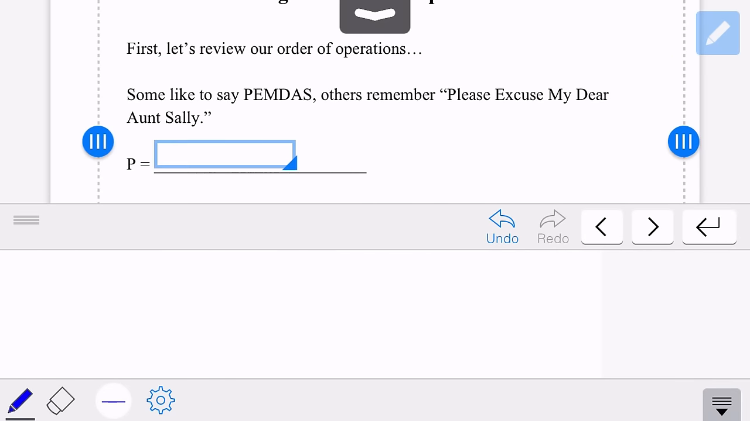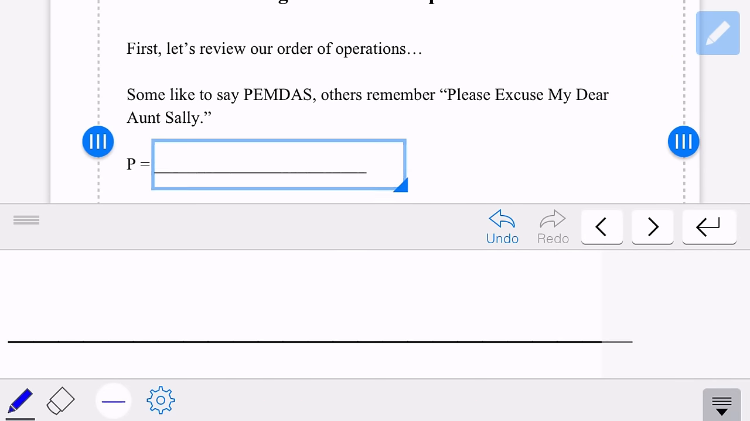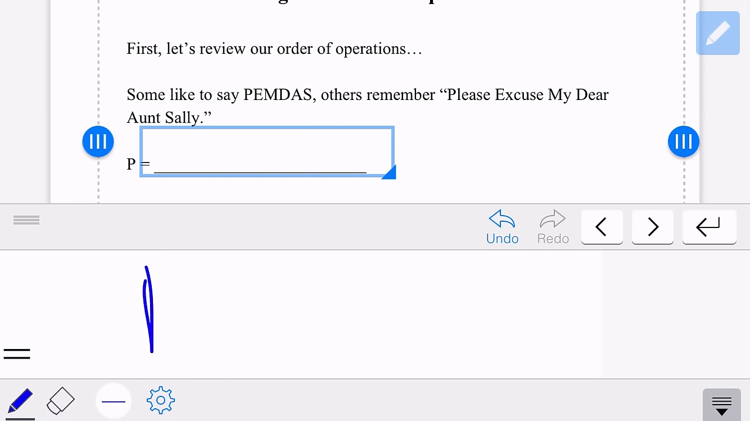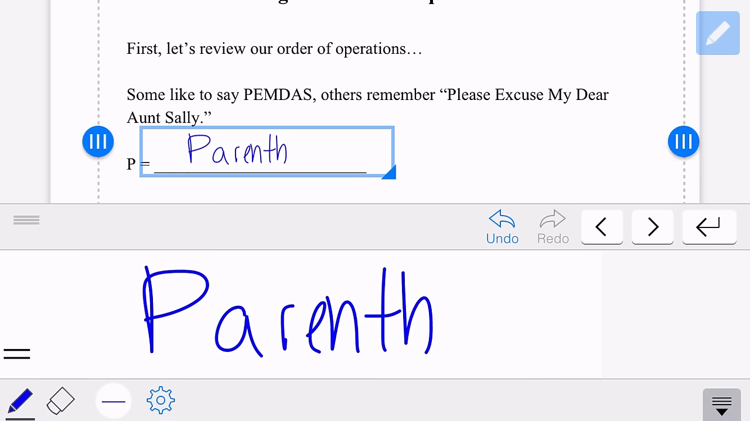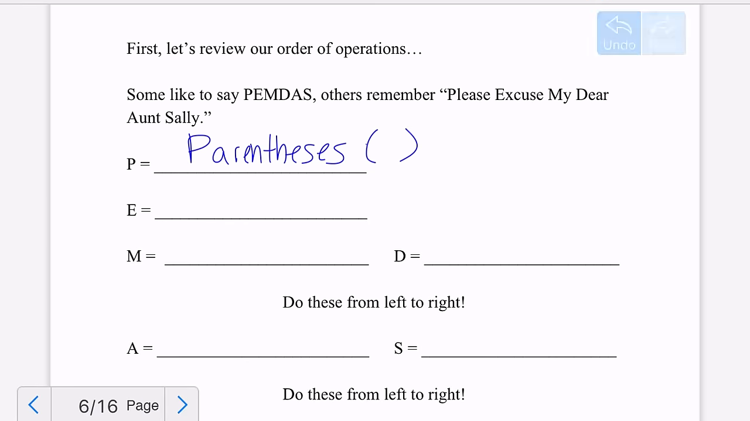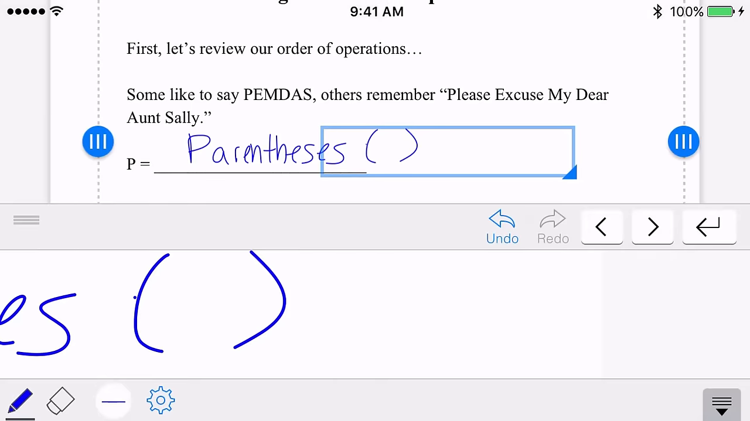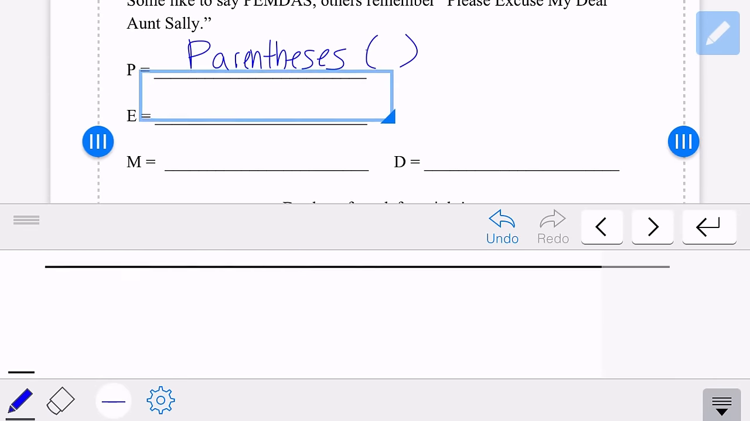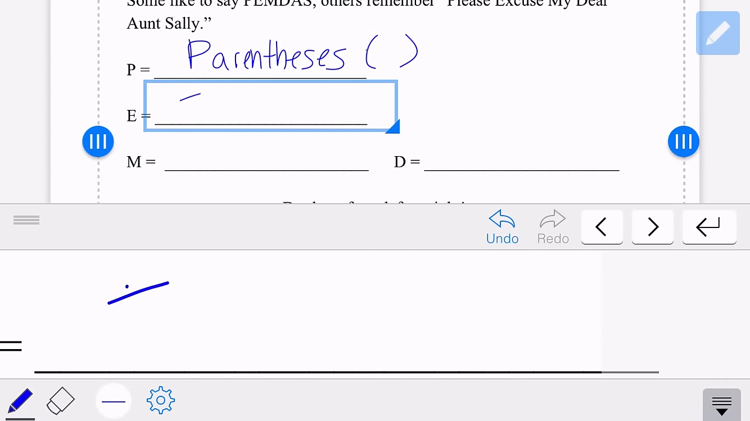We should know P stands for parentheses. I'm sure you got that. Parentheses. And we know that those look like this. Okay, so what you're doing is the stuff that's inside of the parentheses. And then we've got E. What's E for? Exponents. Great job. I'm sure you knew that.